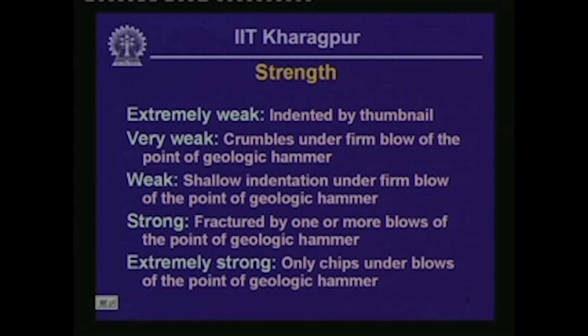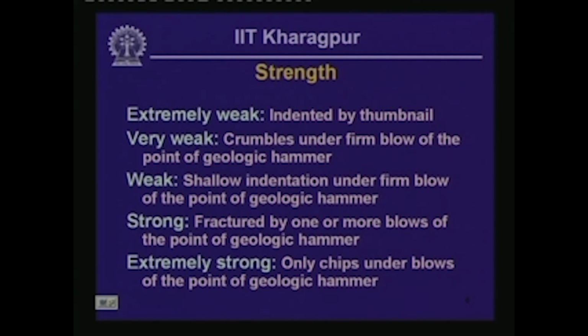Then we could have weak rock. In this case, a firm blow of the point of the geologic hammer could only cause a shallow indentation, a shallow marking on the surface of the rock. And then we have strong specimen. This type of rock can be fractured by one or more blows of the point of the geologic hammer. Then the rock is extremely strong, and this is at the highest end of the strength scale. Here we can only chip the rock specimen under several blows of the point of the geologic hammer.